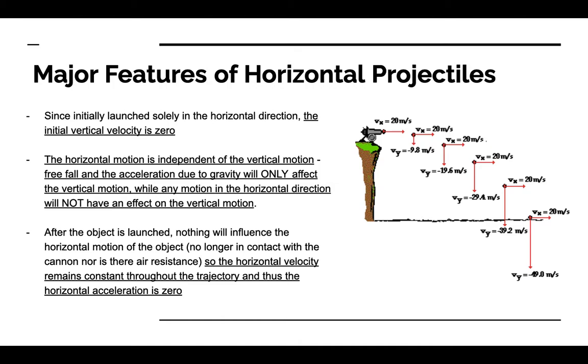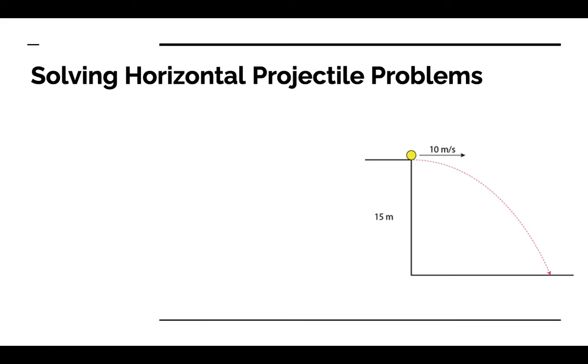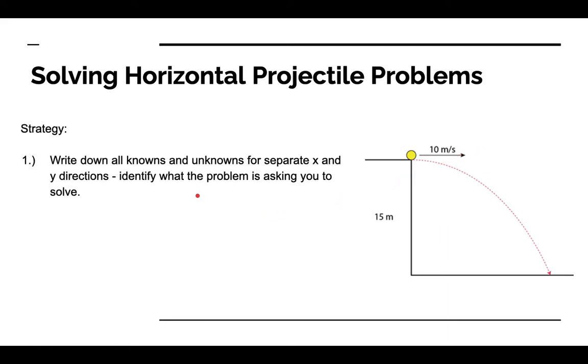Now we look at solving horizontal projectile problems. The main strategy is, since the x and y directions are separate, we're going to write down all our knowns and unknowns for the x and y directions separately. We are not going to mix the two up. We're then going to identify what the problem is asking us to solve. It's just like a kinematics problem; we're going to apply kinematics to horizontal projectiles.